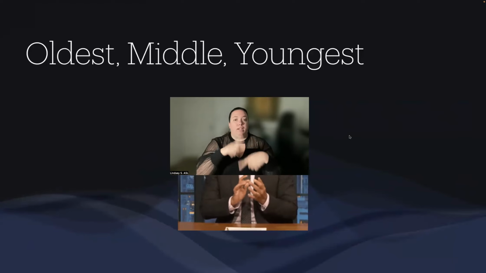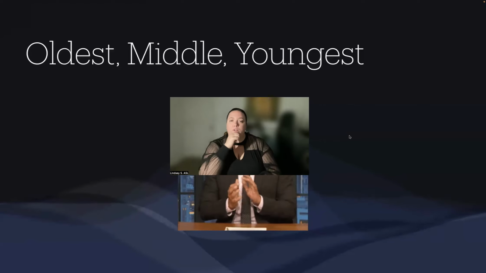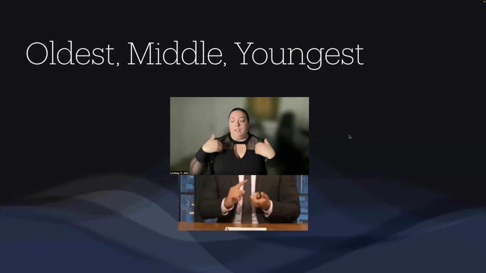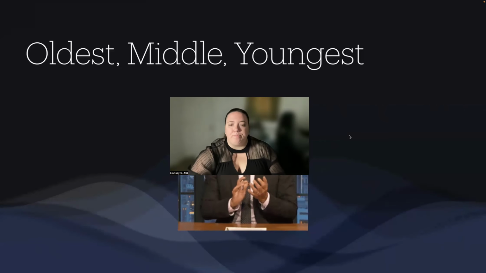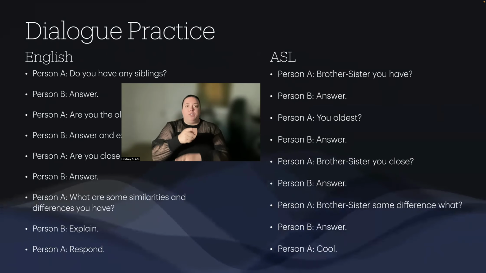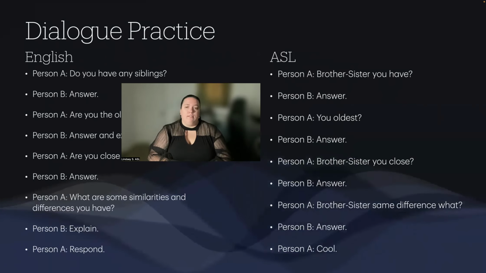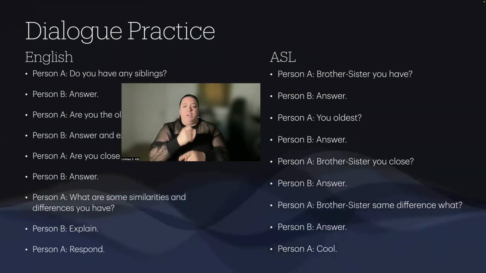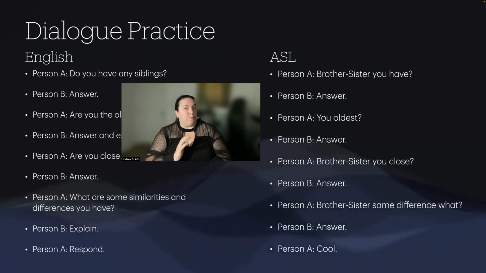Okay. So when you sign all of these signs, we have old, older, oldest, middle, young, younger, youngest. Cool. Okay, practicing in ASL. Brother, sister, you have. You oldest. Brother, sister, you. Brother, sister, same difference. Cool, right?